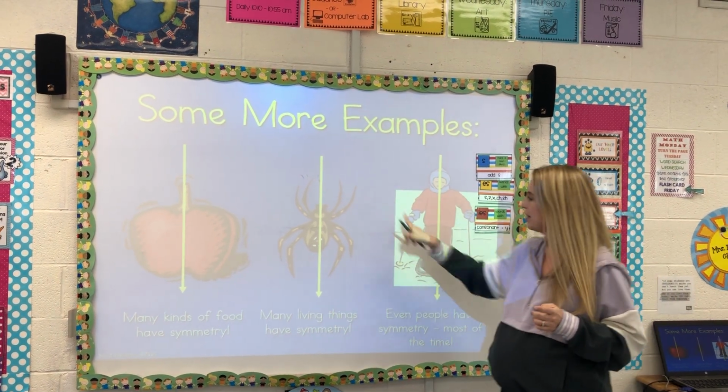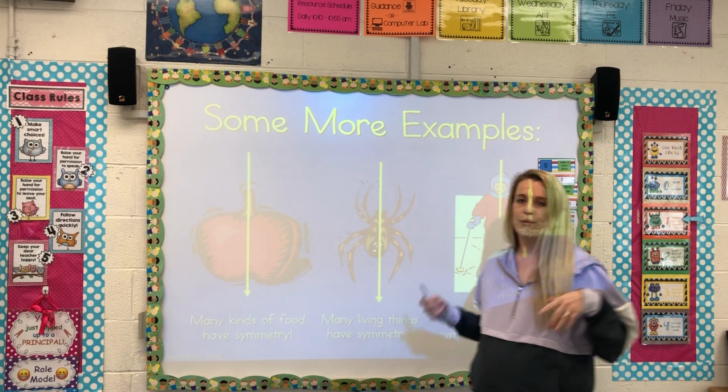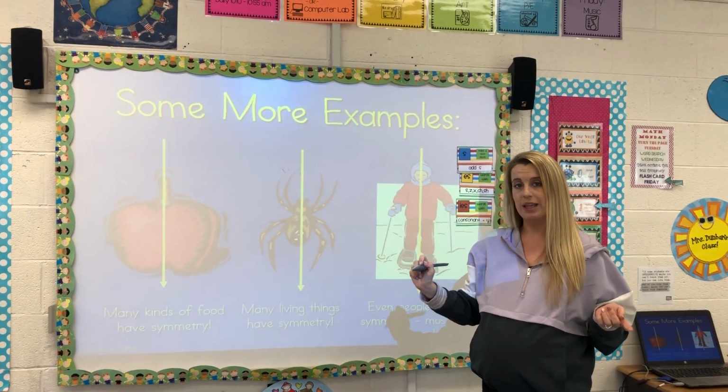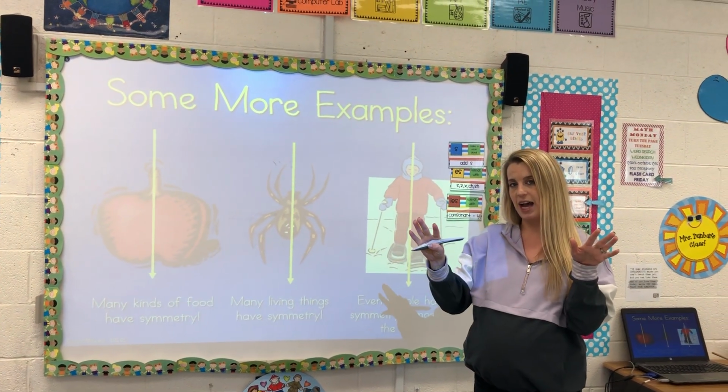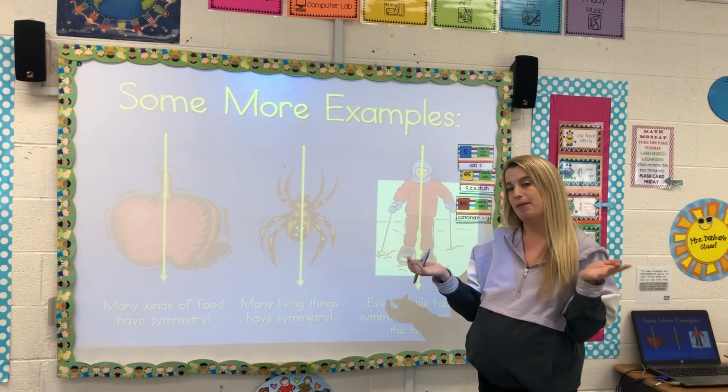So these are called lines of symmetry. And whenever you see a shape, if you can draw a line and the shape is the same on each side, that means that shape is symmetrical.